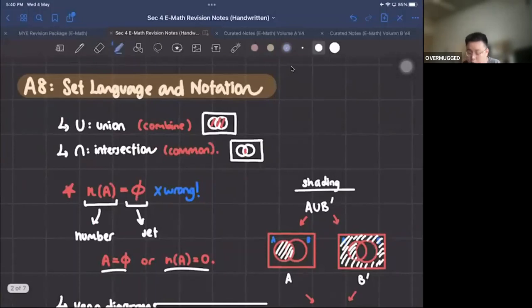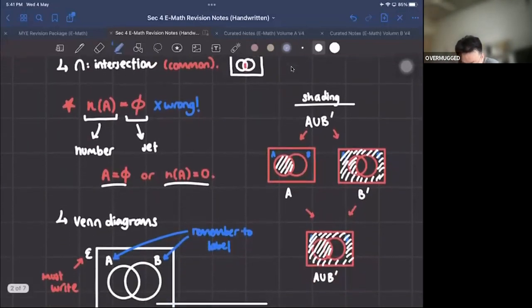So set language and notation. When we are dealing with the union or something, just remember that we are combining something together. For example, if it's A union B, it's the combination of A and B. Very simple way to memorize. Union is like a marriage. So you are marrying two people together, you're combining these two people's things together. So therefore, A union B is both of the things together. Intersection means that you're looking for things that are common. So the middle chunk there will be the common things.